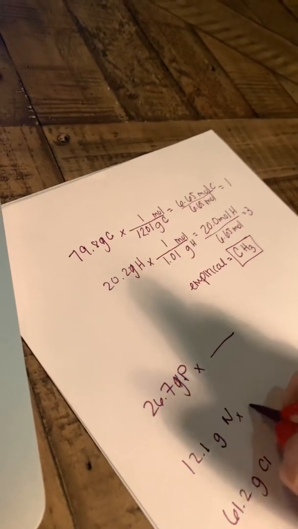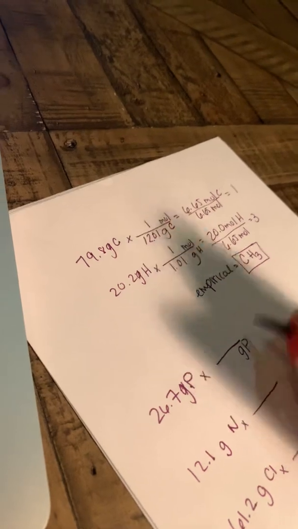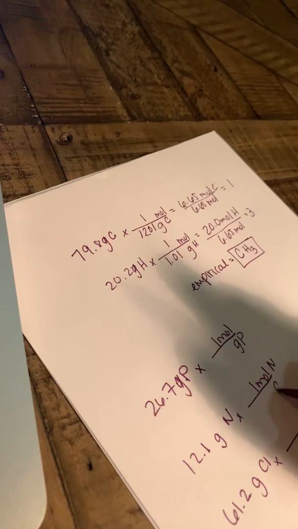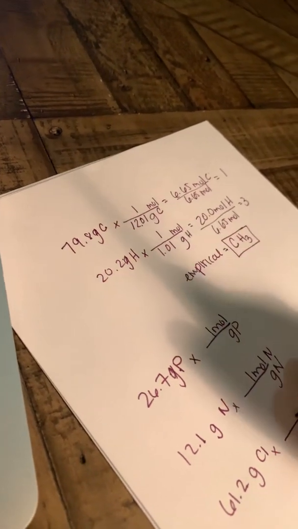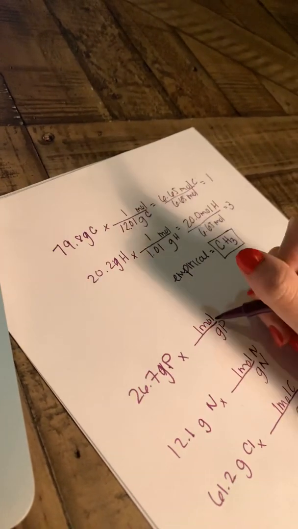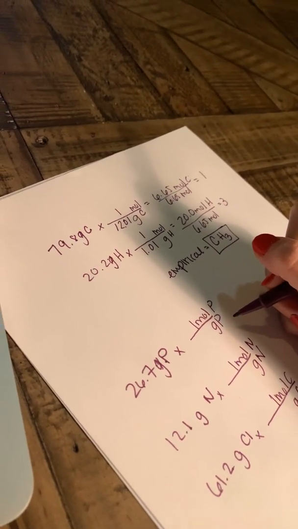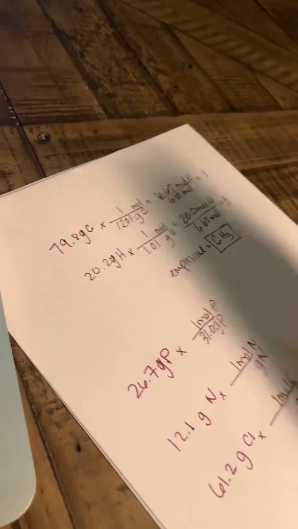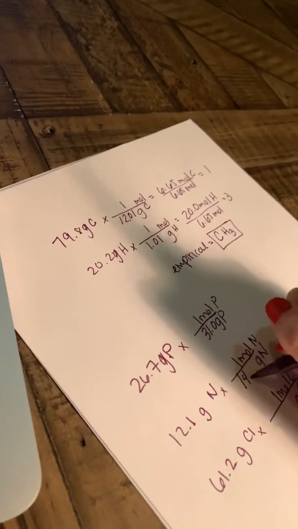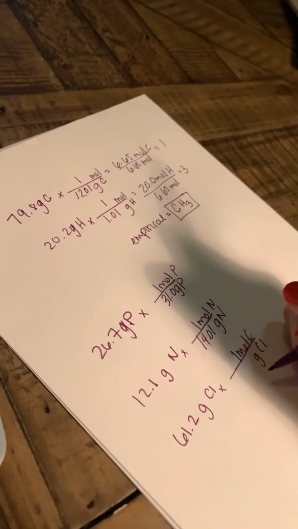Right, so from your periodic table, this is where you get your numbers. Whatever's up here, grams of phosphorus goes on the bottom, and this is equal to 1 mole. 1 mole of nitrogen, how many grams of nitrogen, and 1 mole of chlorine, your conversion of grams of chlorine. Right, so like I said, from the periodic table, your grams of phosphorus should be 31.0, your grams of nitrogen should be 14.01, and your grams of chlorine should be 35.45.